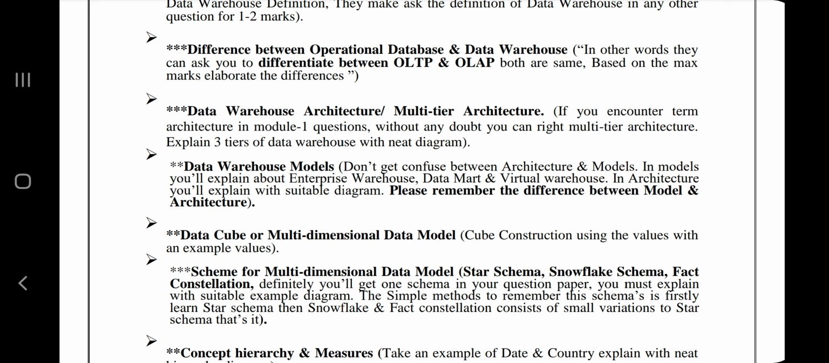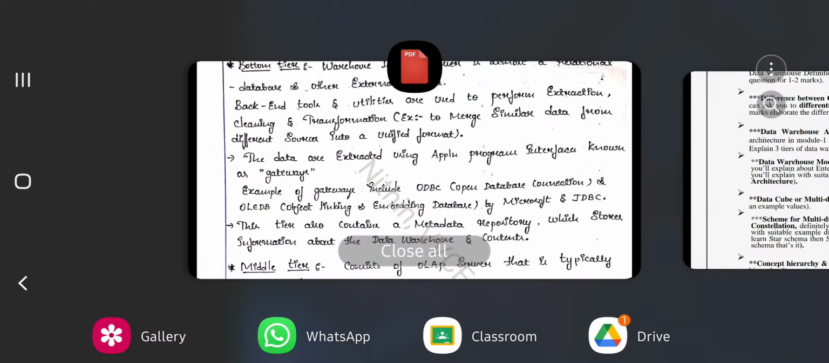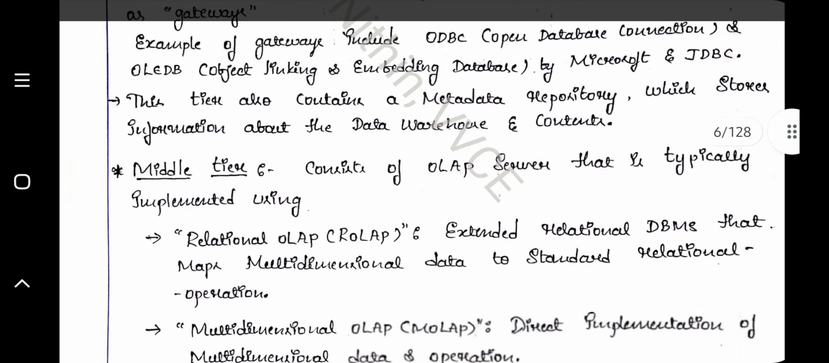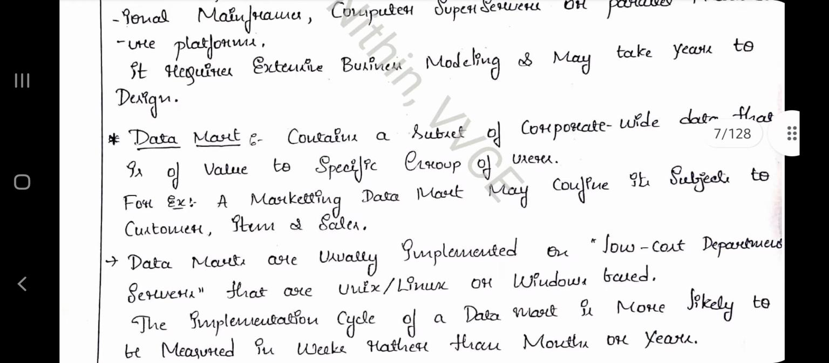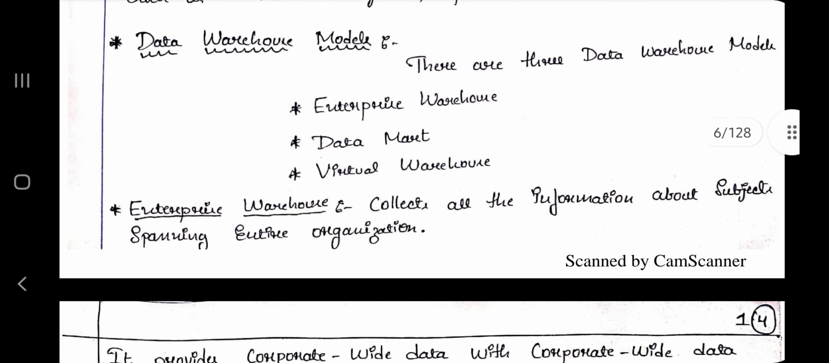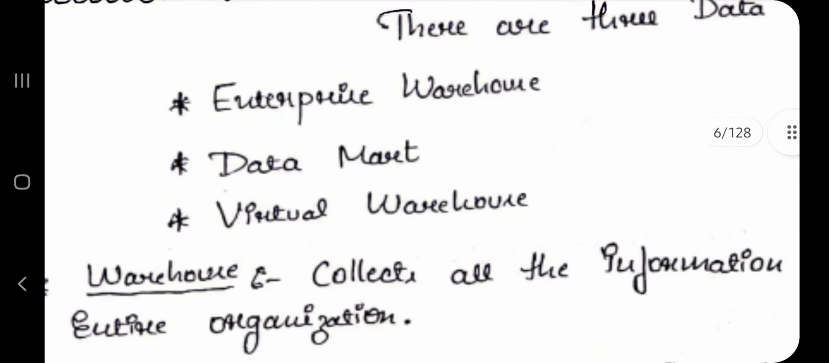Okay, so don't get confused between that. It's very important to not get confused between them. Okay, so let's have a look at what are the different types of models present in database management, data warehousing. There are 3 types of models: enterprise warehouse, data mart and virtual warehouse. This also you have to remember in the levels format.